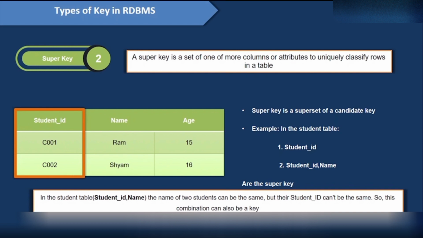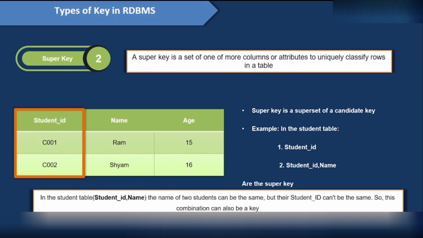In the example, you can see student ID and student name. Already we know student ID is something you can use uniquely, right? So that can be your primary key. But in the case of name and student ID together, again that will make sure your data is not redundant or duplicate. So you can combine both of them, student ID and name, and make a super key. In the student table, the names of two students can be the same, but their student IDs cannot be the same.